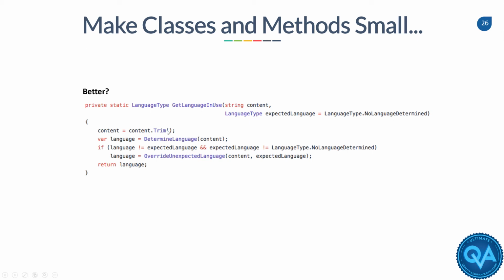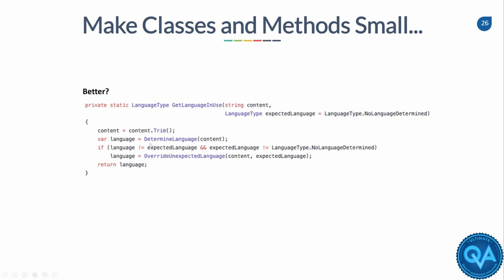So we're trimming our content. Then from our content that we trimmed, we're determining the language, that the language get returned. And then if this condition right here is met, then we override the unexpected language that we got, and then we return it. Otherwise, we return the language that we got. So if we got an unexpected language, we override it, but otherwise we return the language.